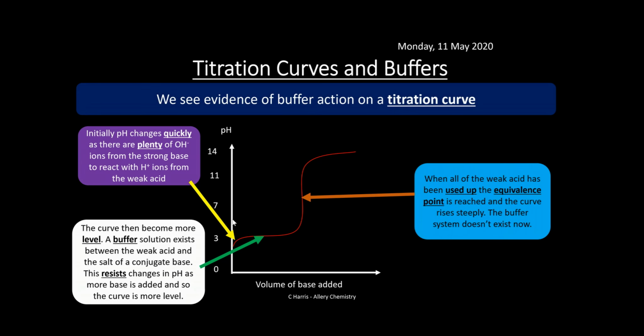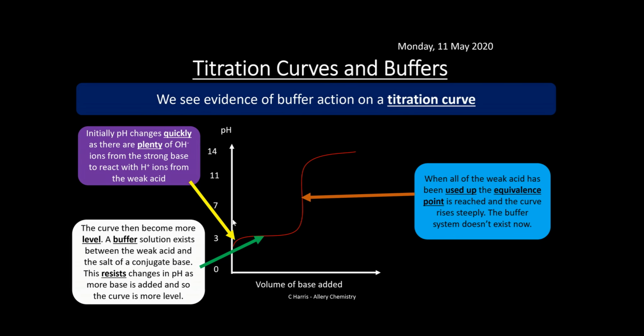Right, so the vertical bit here, this is when all of that weak acid is being used up, the equivalence point is reached, and the curve rises steeply. The buffer system now doesn't exist. So imagine this. I'm going to bring it back to the hall situation. You've got 100 people in a hall. You're then going to introduce a person. This is like a titration. Introduce people to that hall one by one.